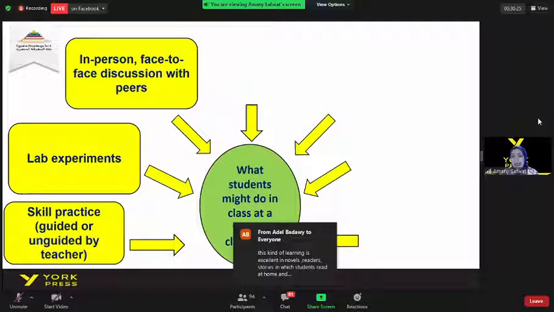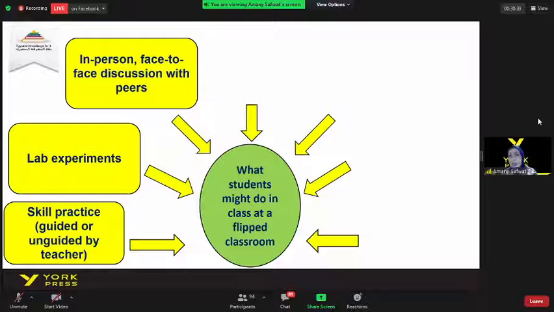Mr. Adel thinks this kind of learning is excellent in novels, reader stories, in which students read at home and get ready for class activities. Yes, this is very much important, Mr. Adel. Thanks for this. And there is something related to reading called reciprocal teaching. It's very nice, and yes, it's very effective in reading. So we can have a session about this as well.